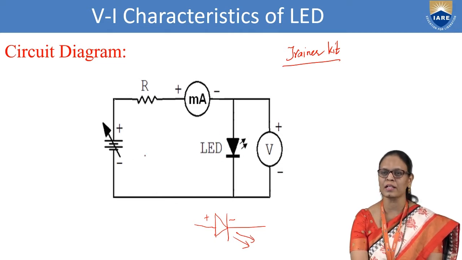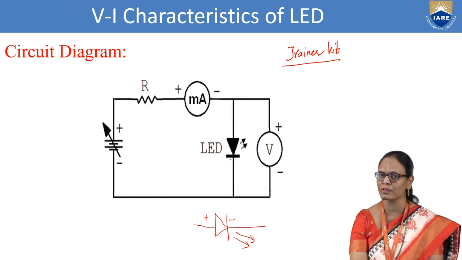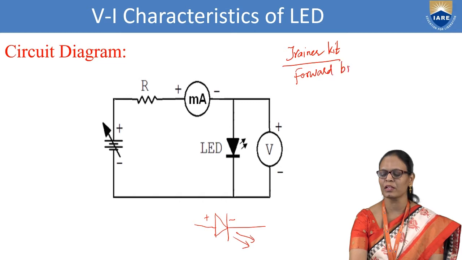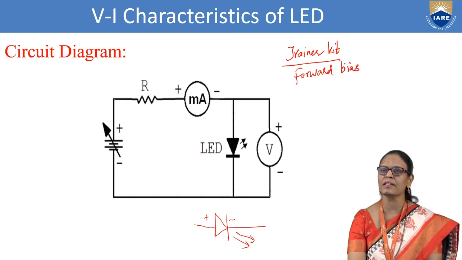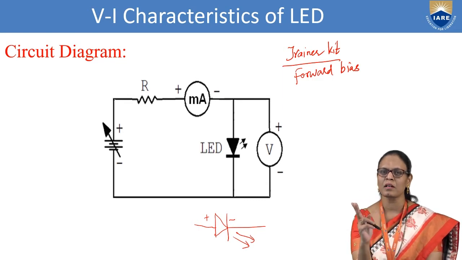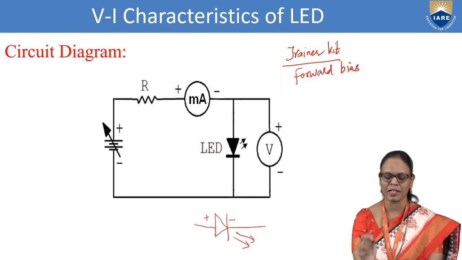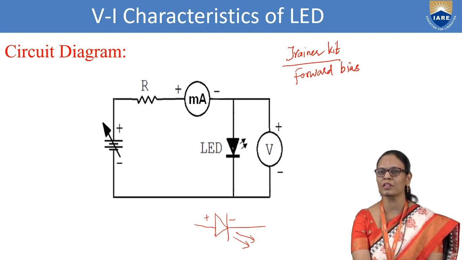And when you are connecting it, it is also important to observe that we are going to connect it in the forward bias. What are we doing? We are doing the forward biasing. Why is biasing required? We have two types of bias: one is forward bias and the other is reverse bias. In forward bias, we connect the positive of the power supply to the positive of the LED. I said this is positive and this is negative.